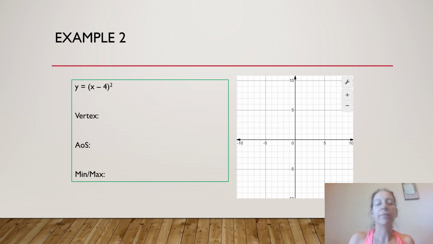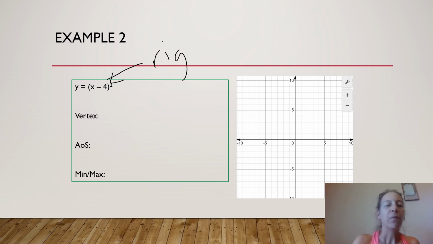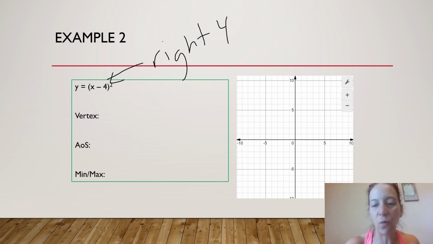Example problem number 2. Here we go. We'll look at the transformations first. So there's nothing out front. It is not stretched, compressed. It does not flip over. So we don't have any of those transformations. We know that it is going to go right 4, but it does not go up or down at all. So all we're going to do is count right 4. 1, 2, 3, 4, and then draw the parabola as it was before.